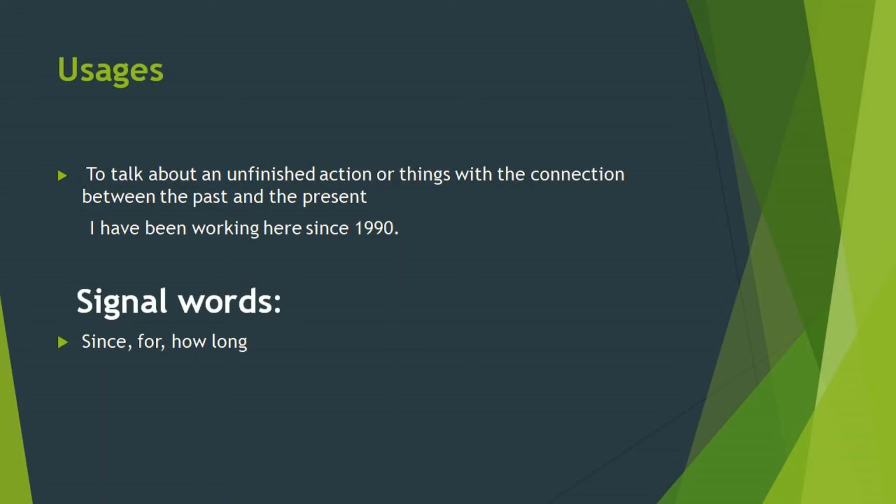Normally we find since, for, how long, this type of words in present perfect continuous tense, and we use it when we want to talk about an unfinished action or things with the connection between the past and the present. Means the action has started in the past, still it's not finished, still it's going on.